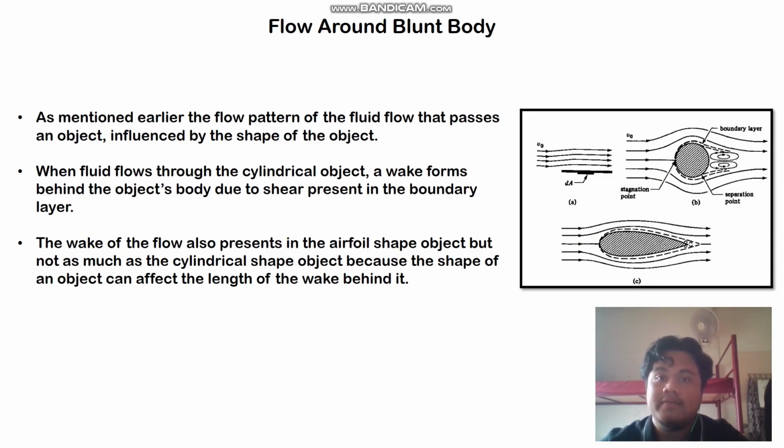As mentioned earlier, the flow pattern of a fluid passing an object is influenced by the shape of the object. When a fluid flows past a cylindrical object, a wake forms behind the object body due to the shear present in the boundary layer. So you can see here, there is a wake formed behind the cylinder body and behind the airfoil body. The wake is also present in the airfoil, but not as much as with the cylindrical shape, because the shape of an object can affect the length of the wake behind it.